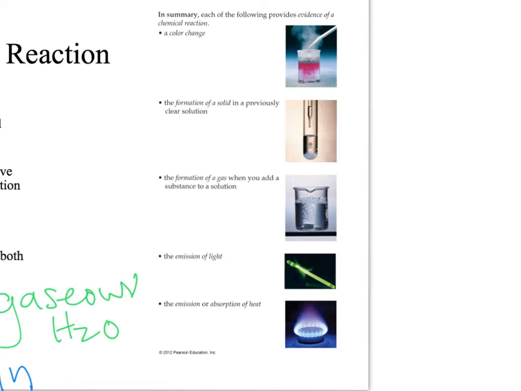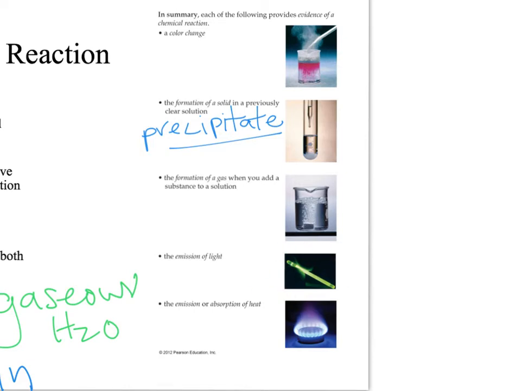The formation of a solid in a previously clear solution, that solid is called a precipitate. So the formation of a precipitate would be evidence of a chemical reaction. The formation of gas when you add a substance to a solution. So you see gas bubbles when you add two substances together. That would be evidence of a chemical reaction.